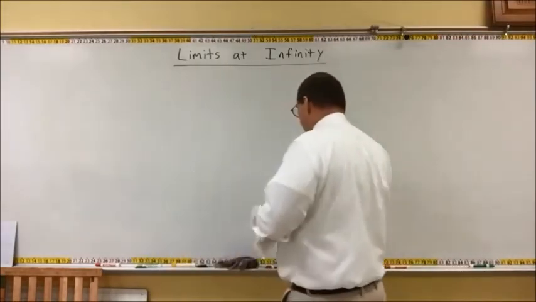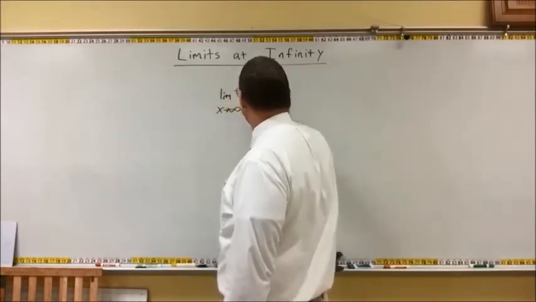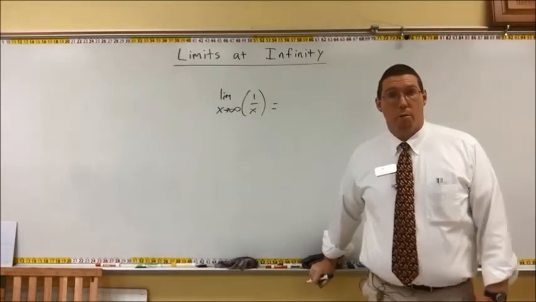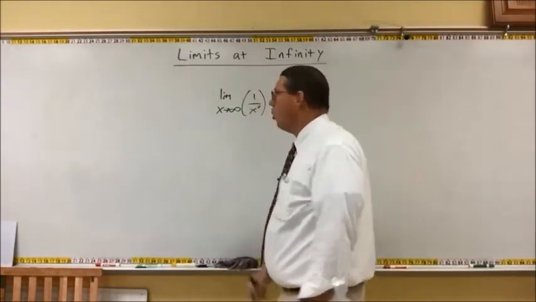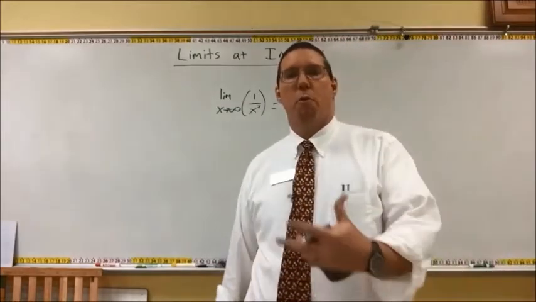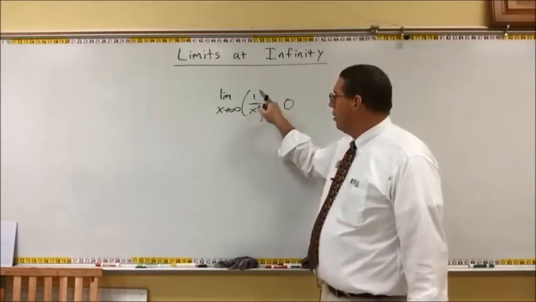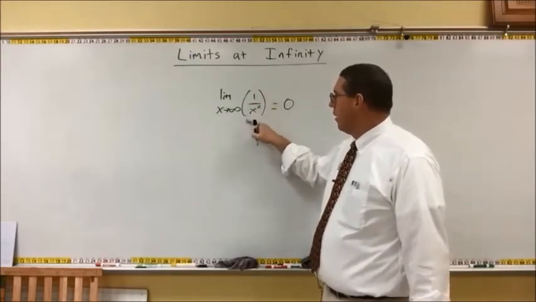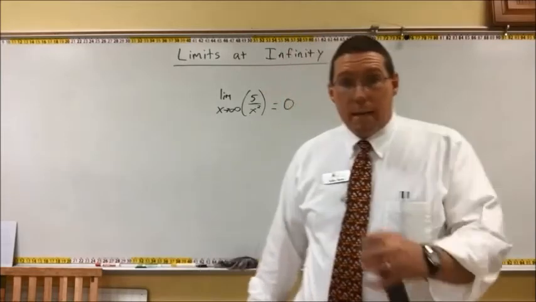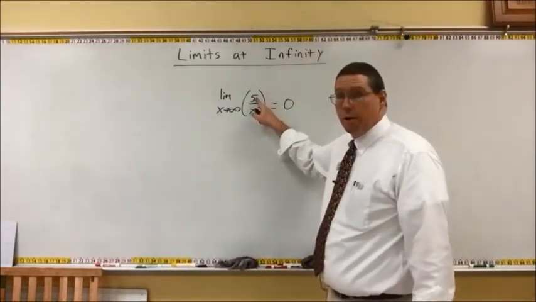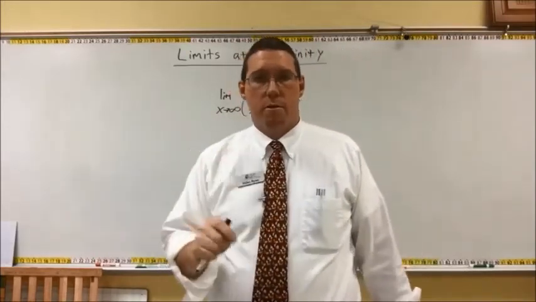Now, I need to go back just for a second. I forgot to talk about something. Remember we said, what is the limit as x approaches infinity of 1 over x? And the answer is 0. Well, what if it was the limit as x approaches infinity of 1 over x squared, or 1 over x to the third, or 1 over x to the fourth, or x to the fifth, whatever? It doesn't matter. The answer is still 0. If you have a constant in the numerator, even if this was 5 over x squared, it would still be 0. Anytime you have a constant in the numerator and a variable in the denominator, and that variable is approaching infinity, the answer is 0 every single time.